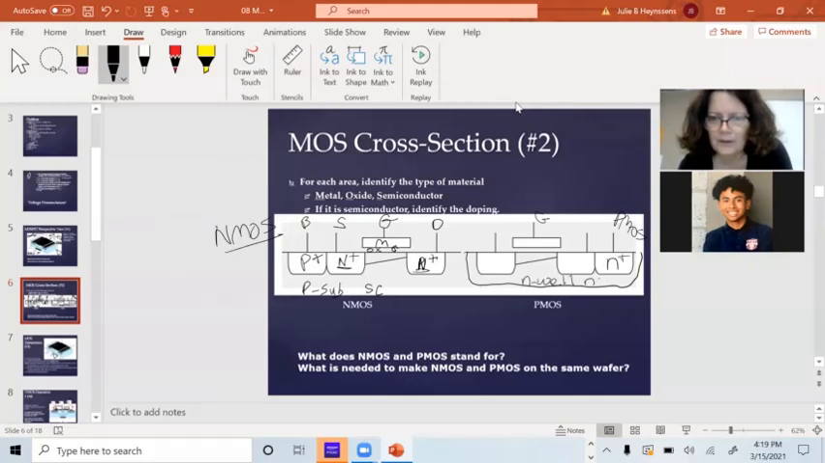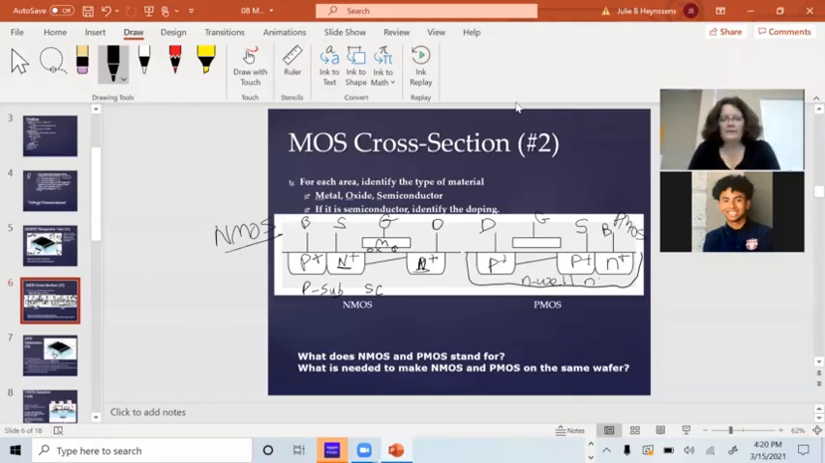So this is N plus. This is going to be P plus. This is going to be P plus. This is the body. The body is going to be tied to the source. Yes, okay. And this is the drain. I got all the symmetry right.